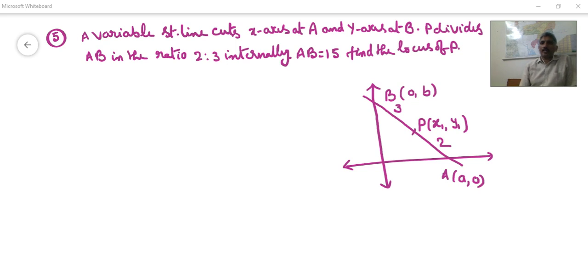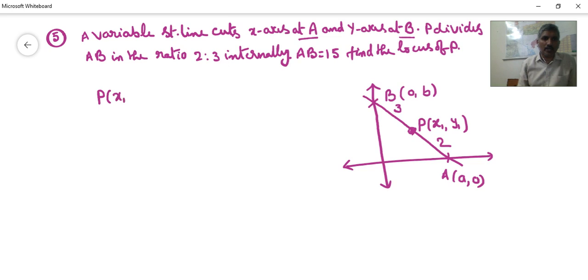So you see this question: a variable straight line cuts the x-axis at A and the y-axis at B. The point P divides AB in the ratio 2:3 internally. At the same time, the length of AB is given as 15. Then he is asking for the locus of the point P. Locus of P we have to find out. Just observe here what I am doing. The point P divides A and B in the ratio 2:3 internally.